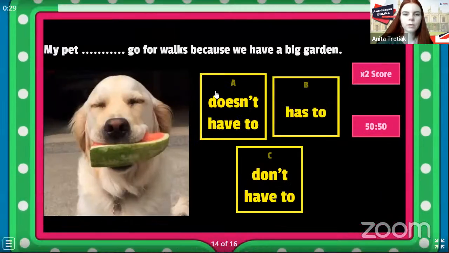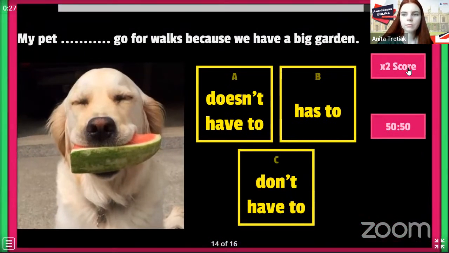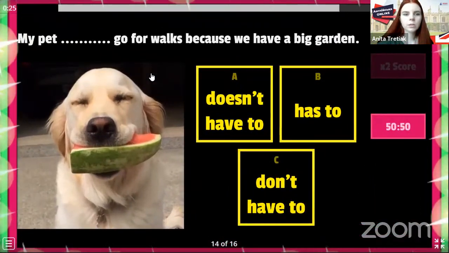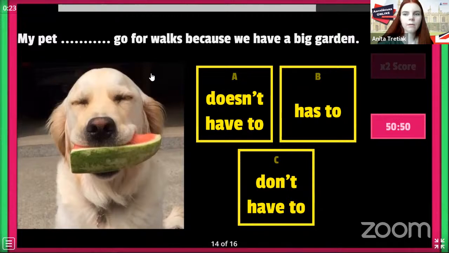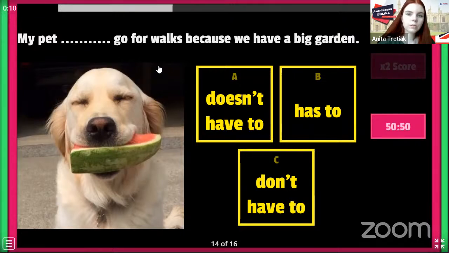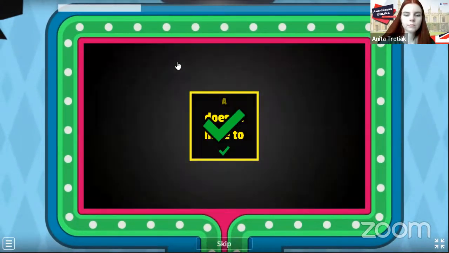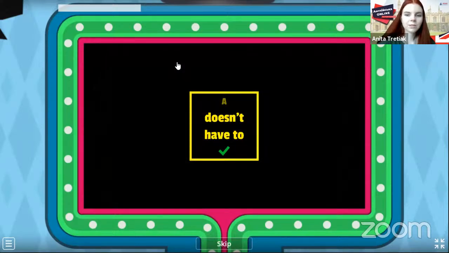So guys, for this one, we can have extra points, I think. We can pick this. My pet doesn't have to go for walks because we have a big garden. Doesn't have to, has to, or don't have to. A, B, or C. Okay, and your answer is A. Okay. That's good.